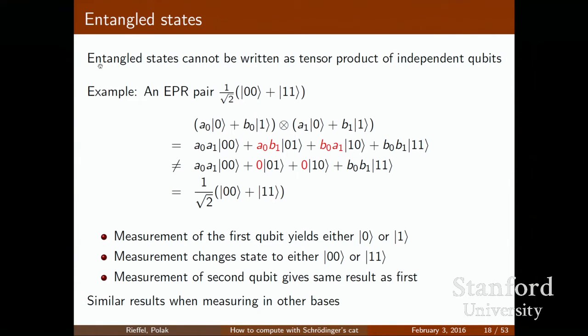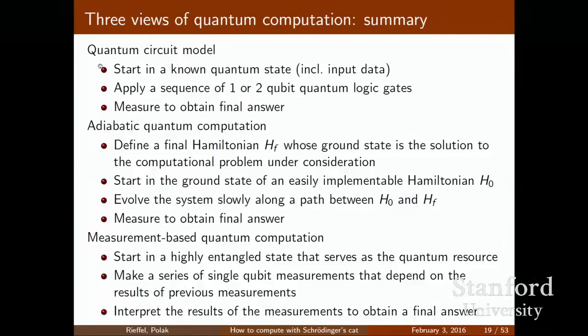On the face of it, that looks like you could communicate faster than the speed of light. And it turns out, if you look at it carefully, there's actually no communication going on. You just get the correlation. But I'm not going to get into details of that. It turns out that these states are going to be really important for quantum computation.